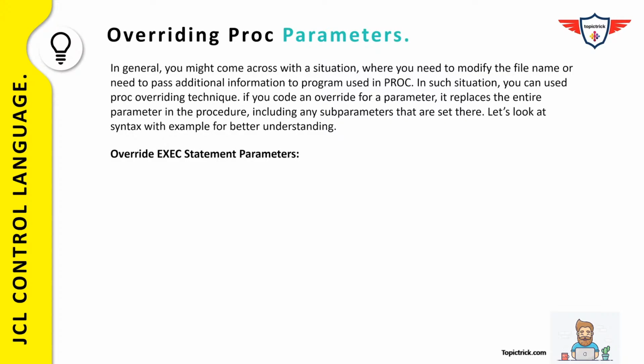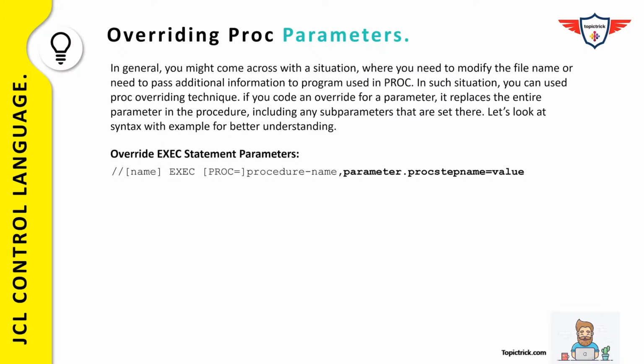So the proc overriding technique is the most preferred option, and it will enable you to add, modify, or nullify the values of subparameters which are used in a proc. And with this technique, you are not required to change anything in Instream or catalog procedures. Now let's try to understand the syntax of overriding the subparameters used on the proc execute statement and the DD statements.